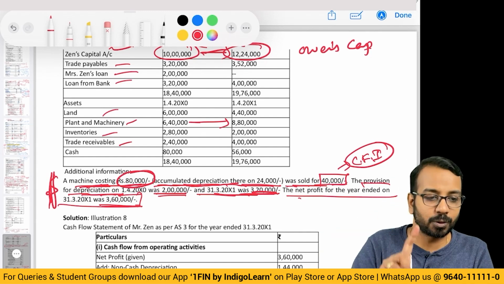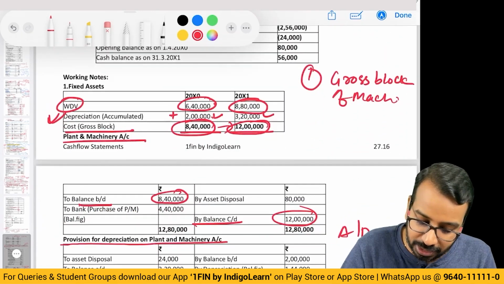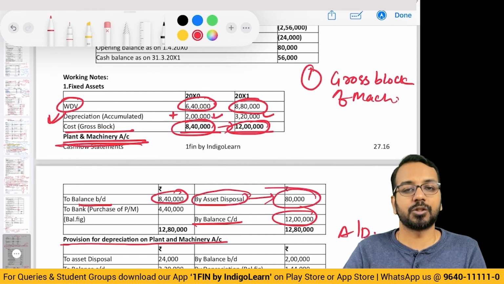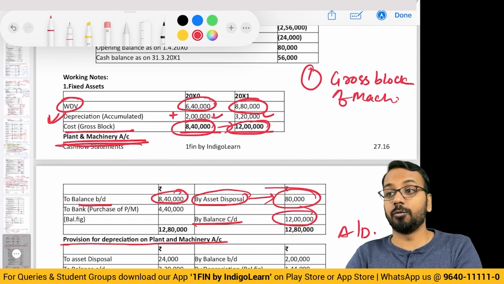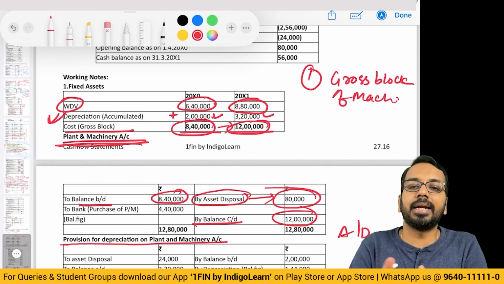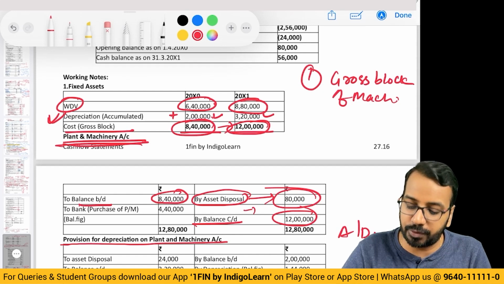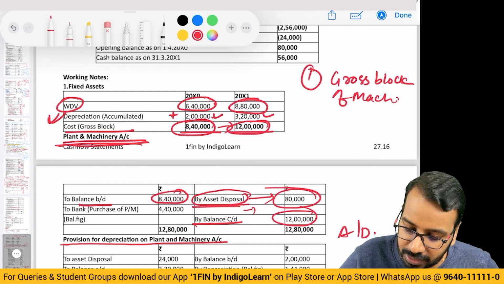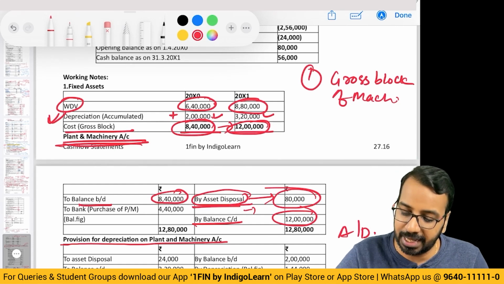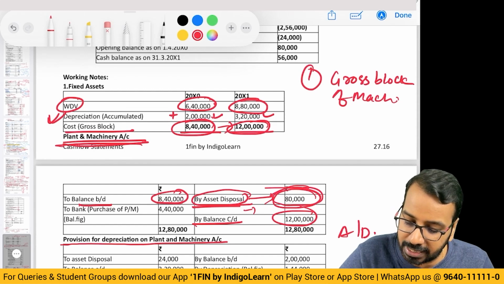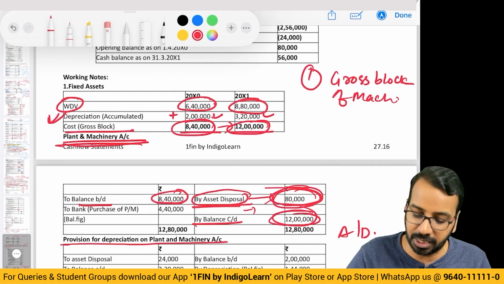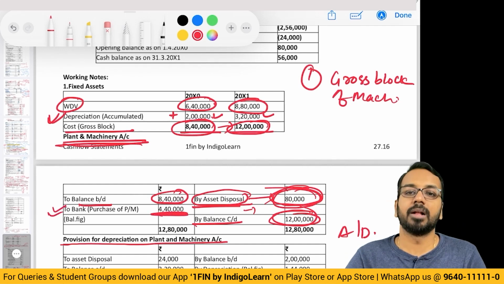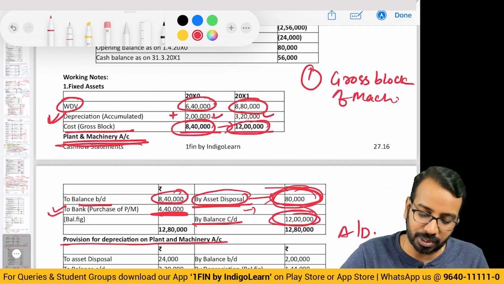If machine costing 80,000 was disposed, from the gross value I will remove 80,000 and transfer it to another account called asset disposal account. Some of you might have learnt it as a combined entry, capturing profit in the same account, but that can create confusion. So if you have the information, you directly transfer that to asset disposal account. Okay, 80,000 is gone. So out of 8,40,000, 80,000 is gone and the closing balance is 12 lakhs, which means the balancing figure 4,40,000 is the purchase value. So that is the first thing.